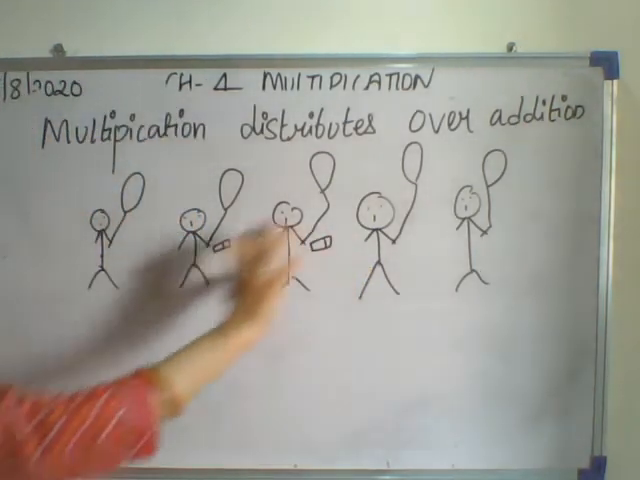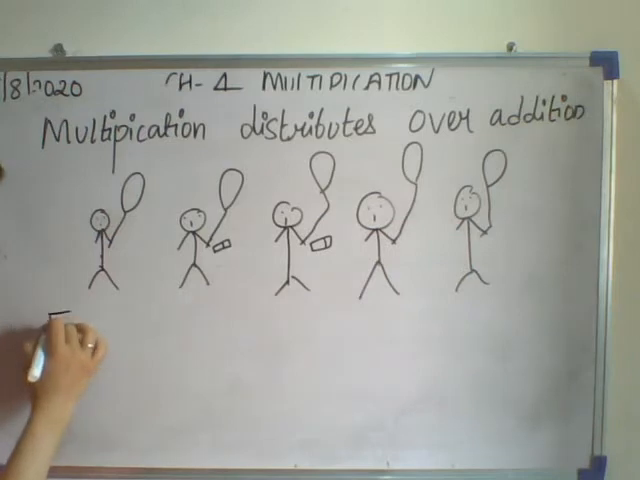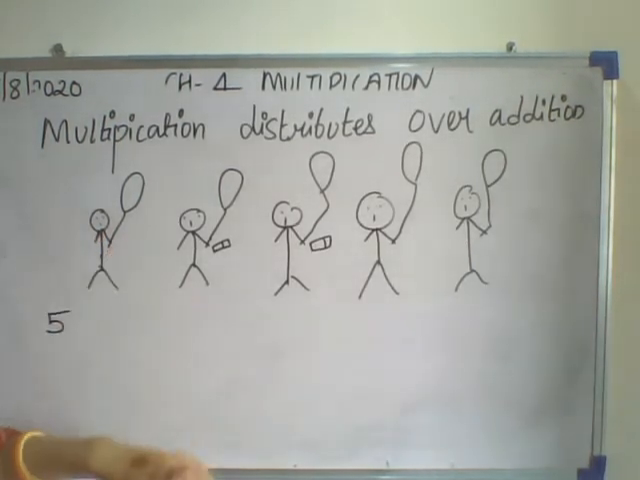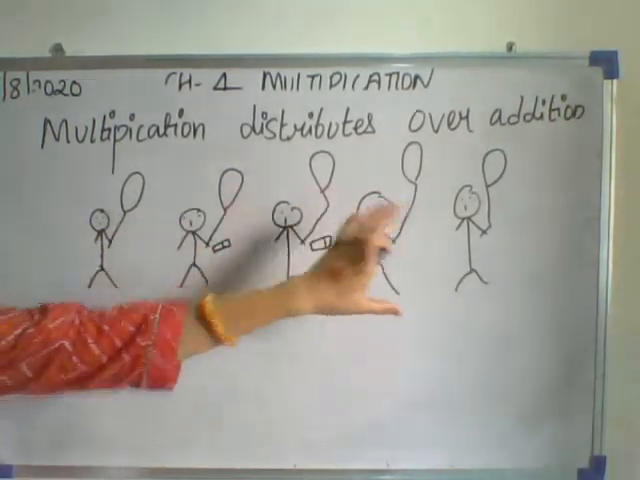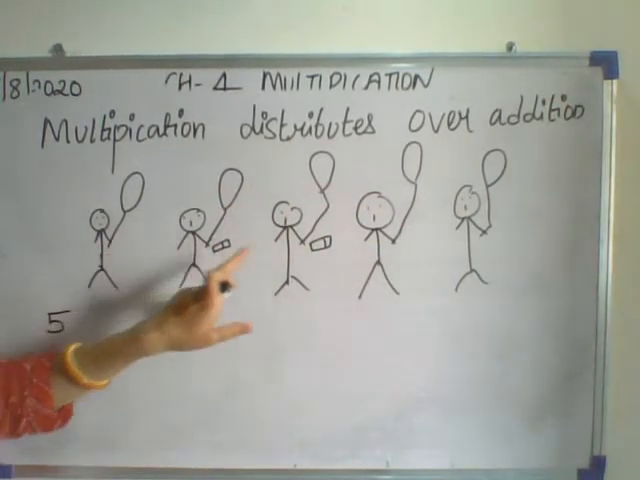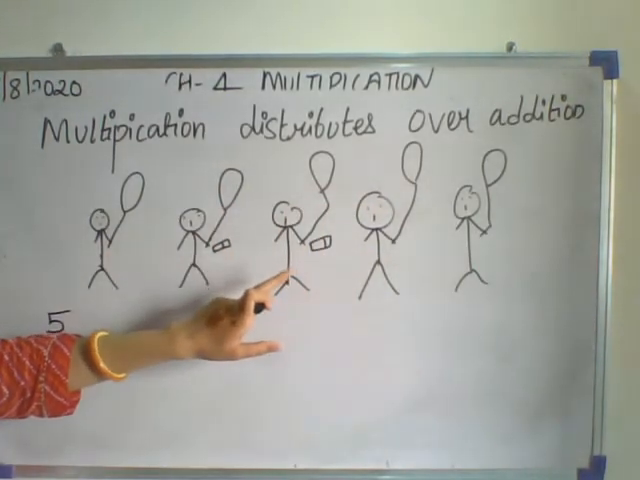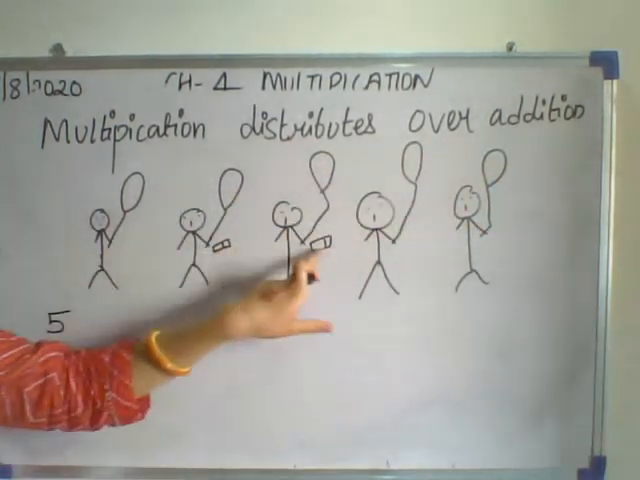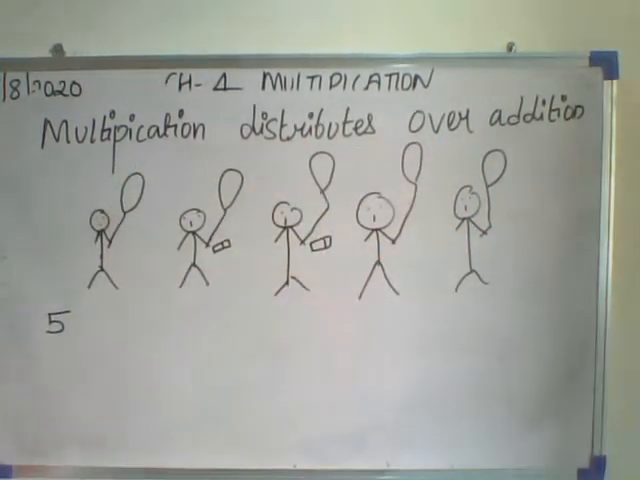So how many students are there in total? 5. So I am writing it as 5. Now each of the 5 children buys a pen. Thus 5 children are there. These 5 children buy pen and balloon. They buy balloons too.